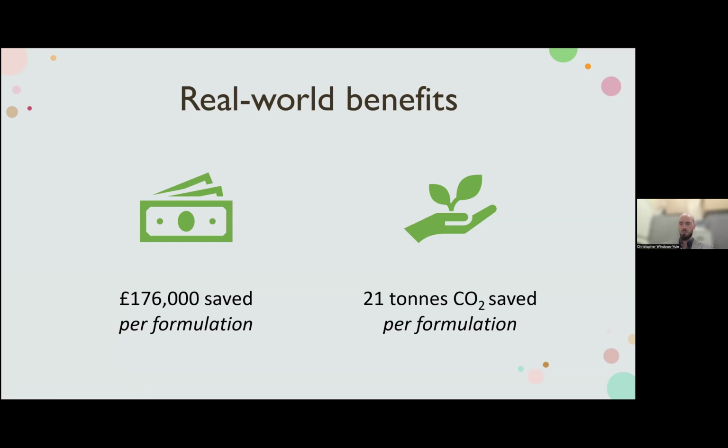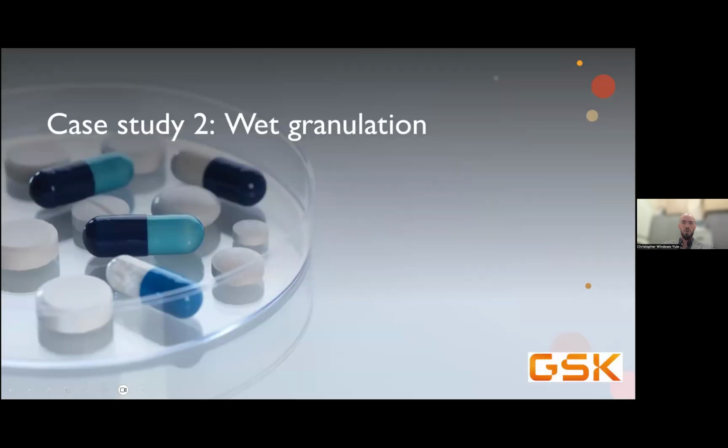And this has some real-world benefits. This is why I like to use this example. Perhaps it's not the most exciting example I could have given you, but it has real-world impacts, because their internal analysis has shown that this process should save them on average £176,000 per design of experiments performed in their R&D department. This isn't an annual saving, this is per design of experiments, and 21 tons of carbon dioxide.